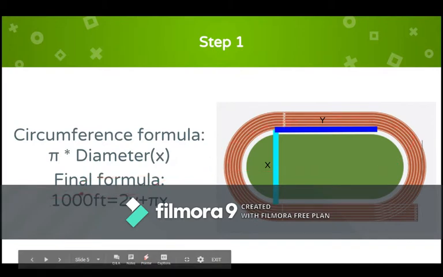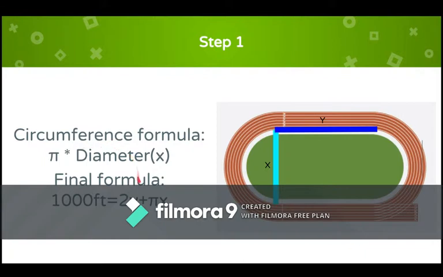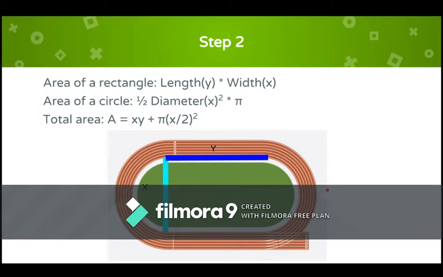So 1,000 feet has to equal the circumference formula, pi times the diameter x, plus 2y, 1y, 2y for the rectangle. And because these are semicircles, and there's 2 of them, we can just use the formula for the whole circle. So these 2 are modeled by pi x, and these are modeled by 2y.